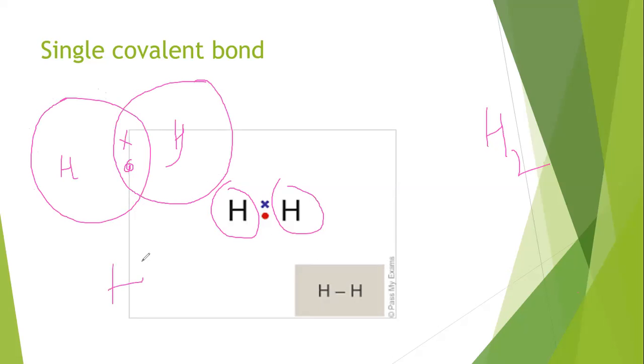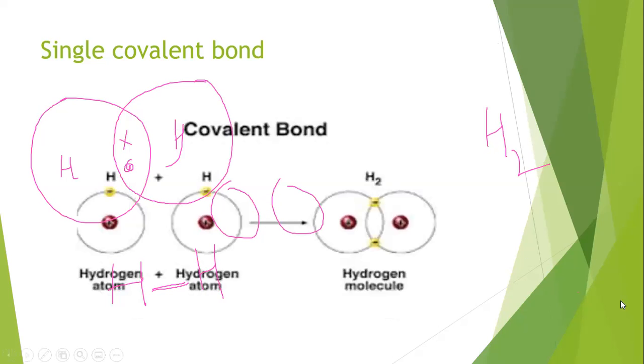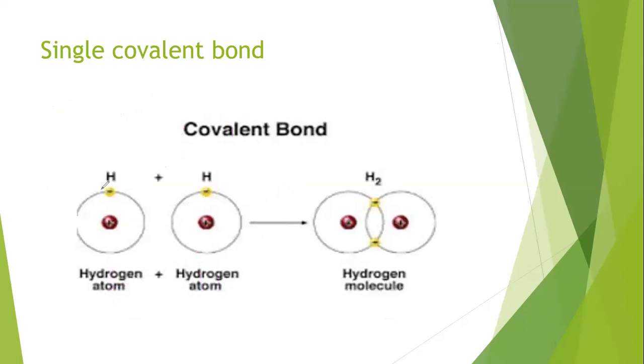A single covalent bond is represented by a single straight line between two bonded atoms, like this. Here you can see one electron in this hydrogen atom and one electron in this hydrogen atom. These two electrons are shared between these two hydrogen atoms.